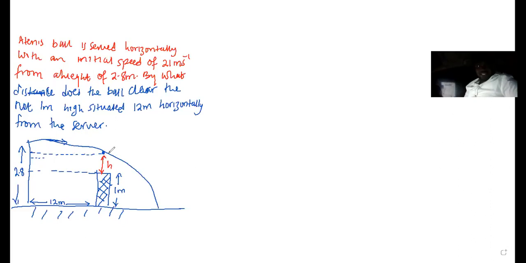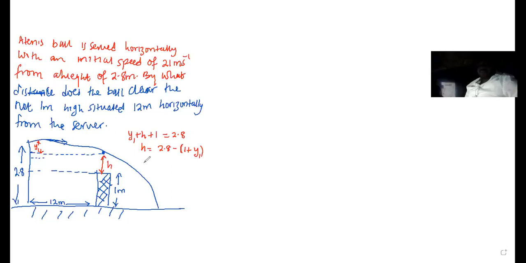So at this point, the ball will have traveled a distance, let me call it Y1, from there up to here. If I find Y1, then Y1 plus the height H plus the 1 meter should all be equal to 2.8 meters, because the total height was 2.8. So if I'm looking for H, I'll get 2.8 minus 1 plus Y1.